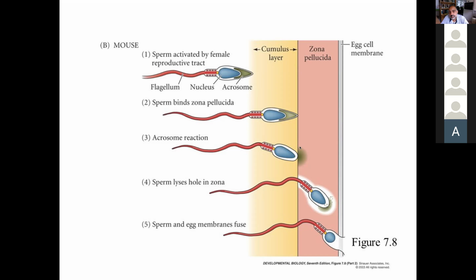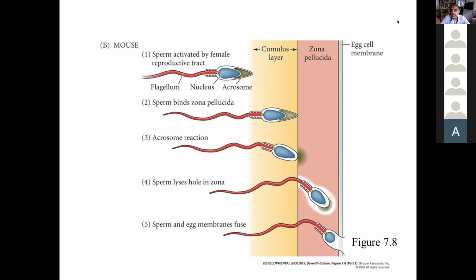Once it does that, you get the same kind of acrosomal reaction, which releases the proteolytic enzymes of the acrosome, allowing the sperm to basically burrow through the zona pellucida and then touch the egg cell membrane. Once the sperm head touches the egg cell membrane, it fuses and releases the paternal genome, paternal pronucleus, into the egg.